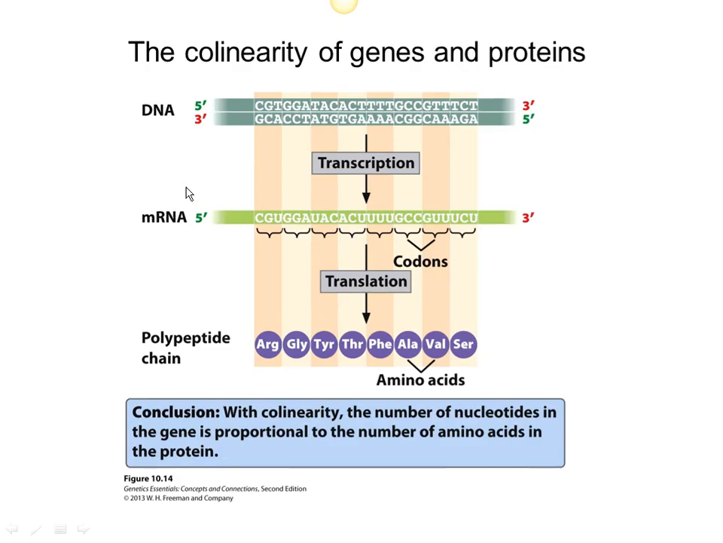Now, genes, RNA and proteins are all considered to be collinear. The DNA is double-stranded, of course. Transcription copies one strand, and you end up with a strand that looks like this. So, for example, this mRNA starts with CGU. It was copied from the template strand of DNA that is GCA.